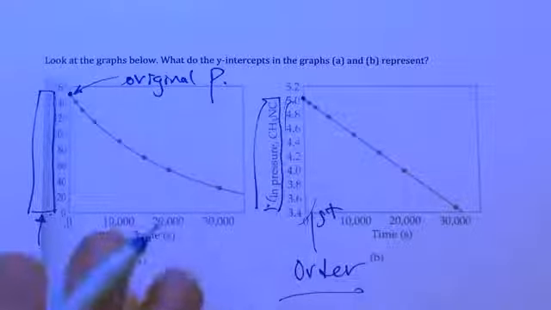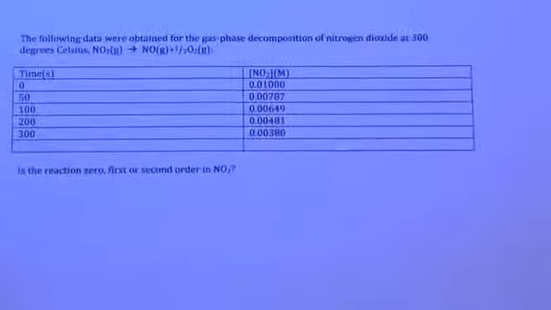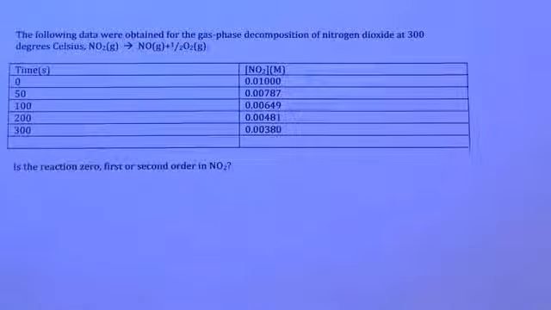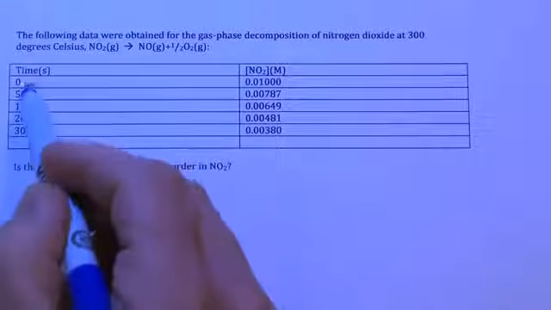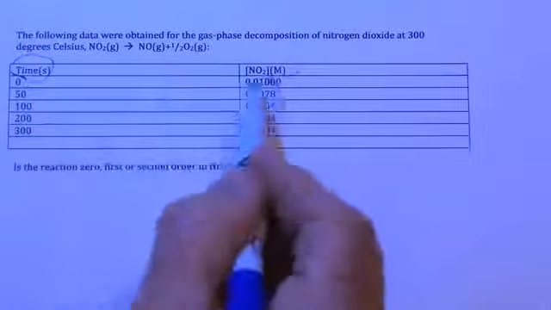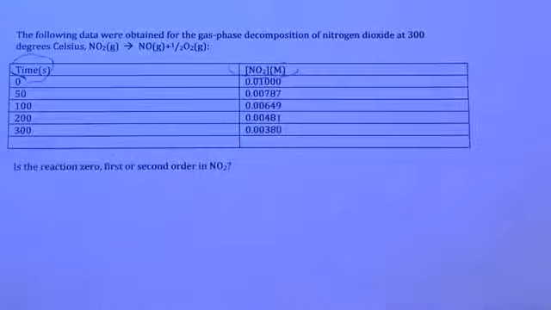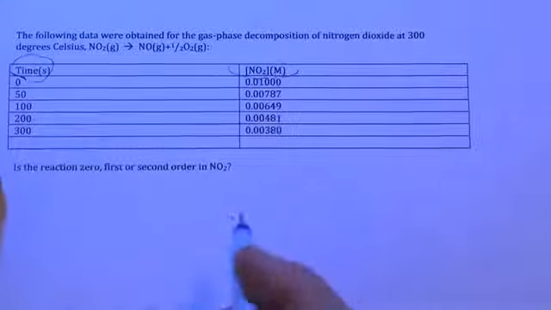Not part of the question, but an interesting concept to go along with it. Let's go to the next page. Here we're given a bunch of data, and it says the following data were collected for the gas phase decomposition of nitrogen dioxide at 300 degrees Celsius. And then they give us the balanced chemical equation and some time versus concentration data. Is the reaction zero, first, or second order?